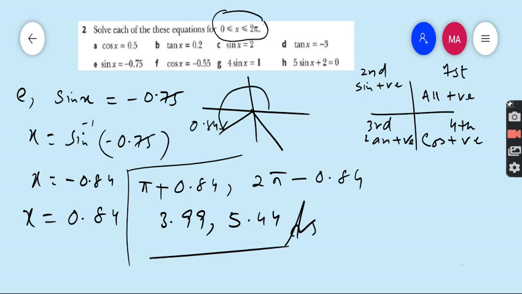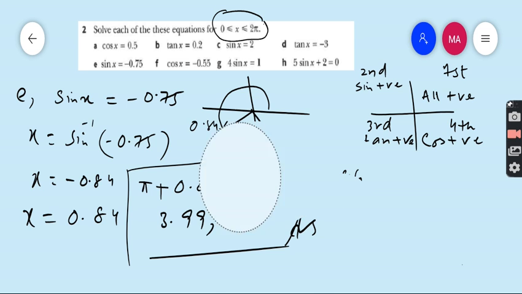3.99 and 5.44. So the key point of these types of question is to focus where the angle lies, because the sine value given in part E is negative. Therefore negative means the first value is in third quadrant, which we find with the help of pi plus basic angle, and the second value lies in fourth quadrant. This can be found by subtracting from 2 pi. So this is very important. Come to part F.